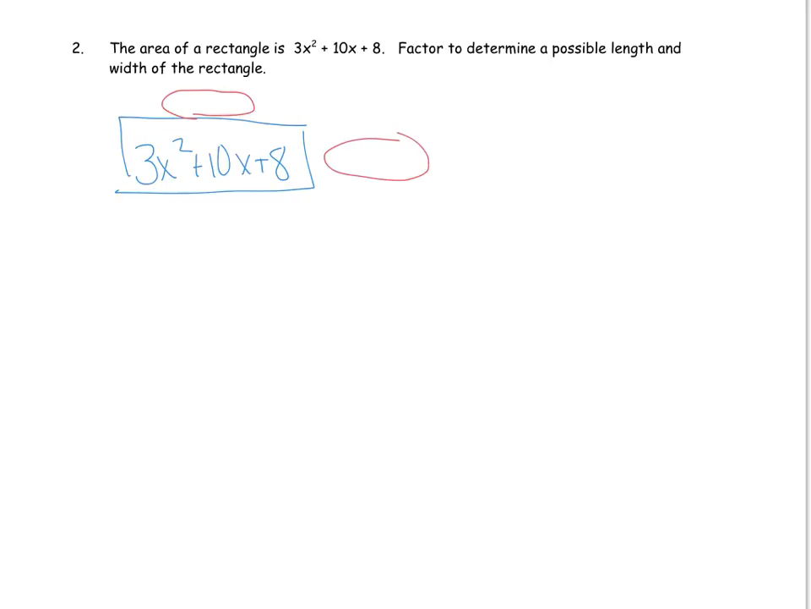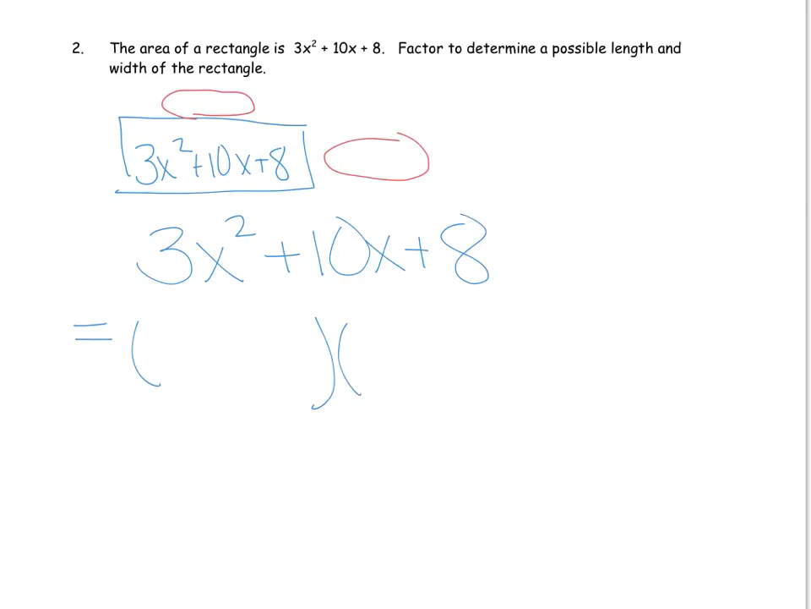Okay, so what do I have to do? I have to take my expression, 3x squared plus 10x plus 8, and I need to factor that, okay? And we know that that's a trinomial. It's going to look like this in terms of two binomials. It's actually a tricky trinomial because of that 3 right there.